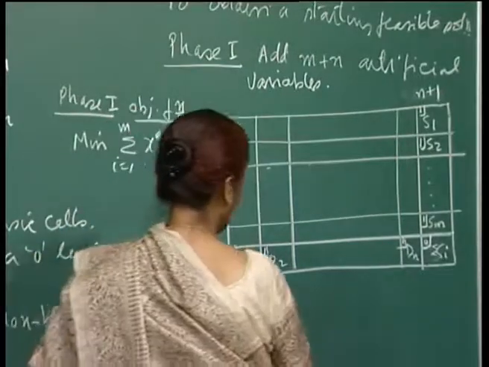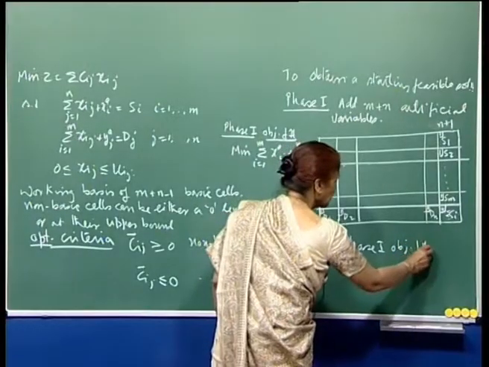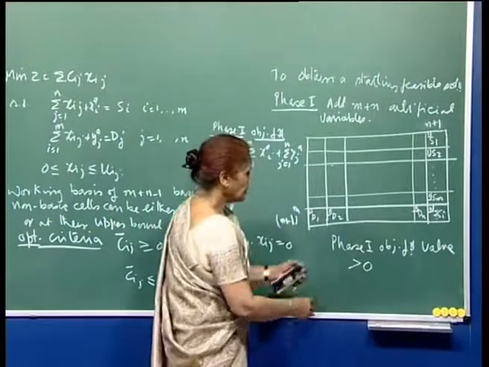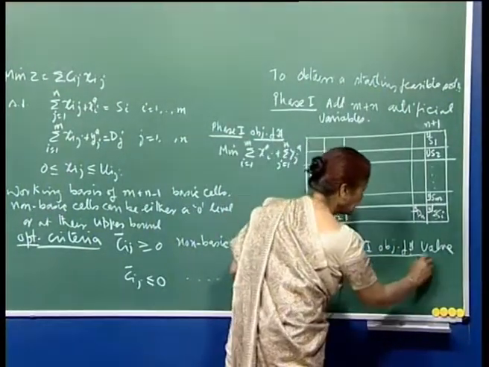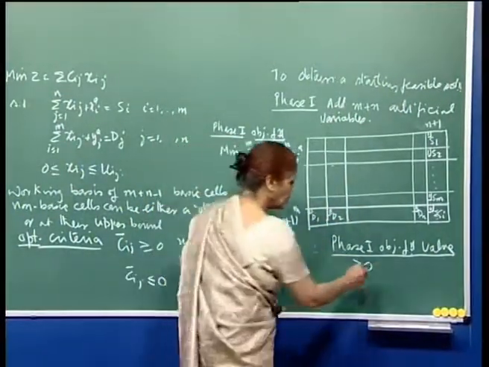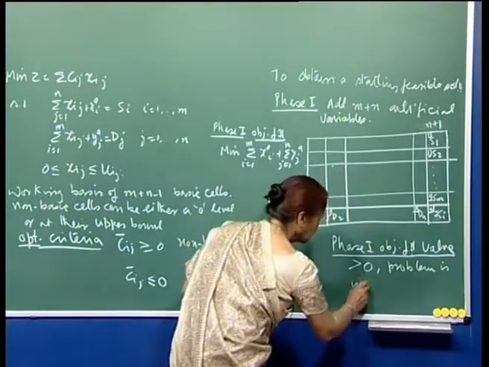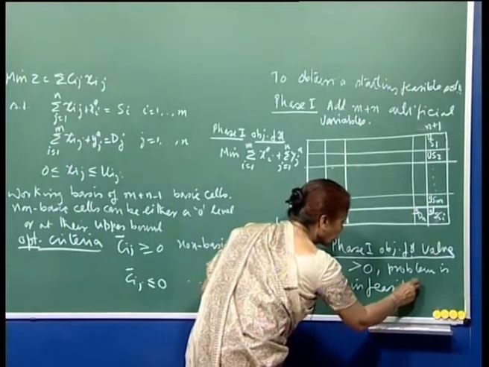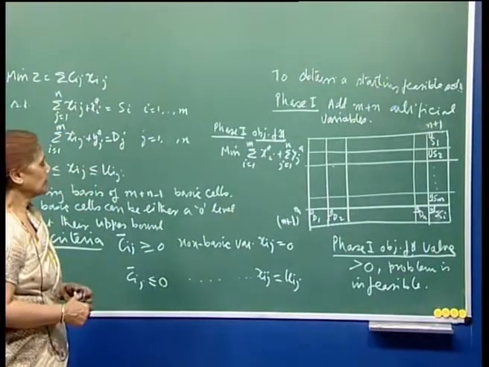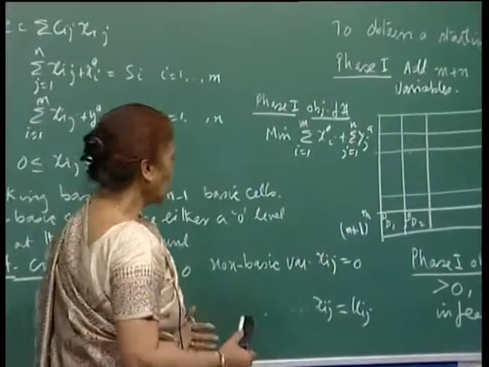As usual, phase 1 objective function value is optimal, right. Phase 1, we mean by this that at the end of phase 1, whatever the objective function value, if it is greater than 0, the problem is infeasible. Okay, and we will stop there. But if the objective function value is 0, then yes, there is scope that the problem is feasible.